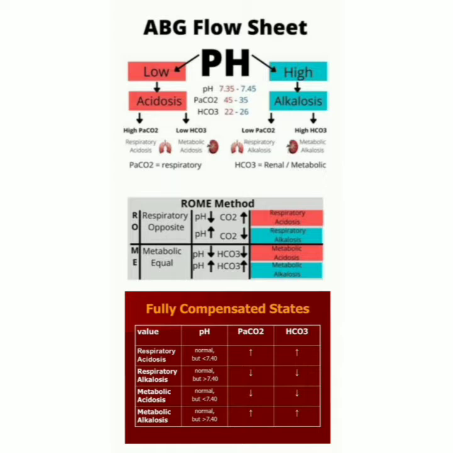Next we see pH is increased and carbon dioxide is decreased, that is respiratory alkalosis. So pH is increased, that means alkalosis, and opposite directions occur, so respiratory alkalosis. That is the RO method. Next, ME. ME means metabolic equal, so equal directions occur.